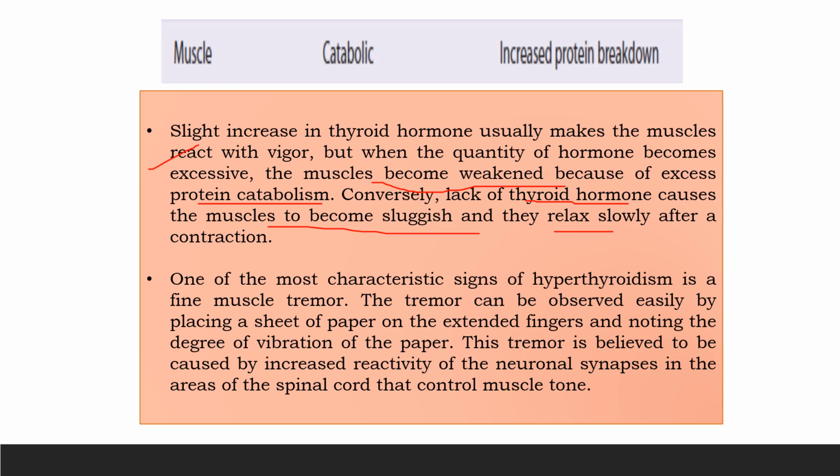So both are responsible for muscle weakness. One of the most characteristic signs of hyperthyroidism is fine muscle tremor. The tremor can be observed easily by placing a sheet of paper on the extended fingers and noting the degree of vibration of the paper. Now, this tremor is believed to be caused by increased reactivity of the neuronal synapse. So, in the synapse, the thyroid hormone will give some excitable action. So, that is responsible for the increase in these neural synapses. They control the spinal cord and the muscle tone. That's why it will result in muscle tremor.